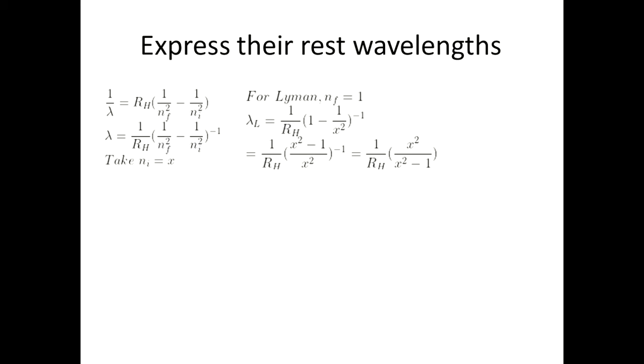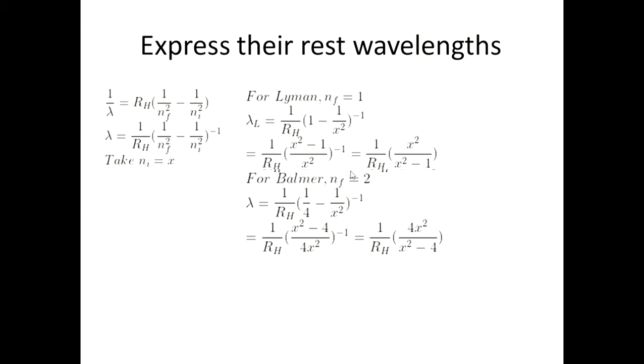For instance, for Lyman, NF is equal to 1, so we just substitute it, and we do the rest of the algebra, and we find here this one. And for Balmer, because NF is equal to 2, we substitute it as well, and we do the rest of the algebra, and we get this equation to express its rest wavelength.